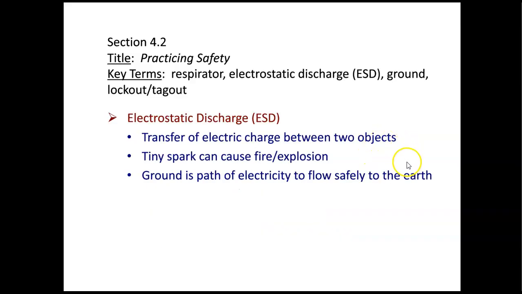There is electrostatic discharge. That's a transfer of electric charge between two objects. So think about static electricity. If you rub your feet in the wintertime on a carpet and then go up and touch your partner or touch the student next to you, you give them a shock. That's electrostatic discharge. This occurs in other things in industry as well. Those tiny sparks in the wrong environment can cause a fire or even an explosion. So we do want to be aware of the grounding of different items for that path.